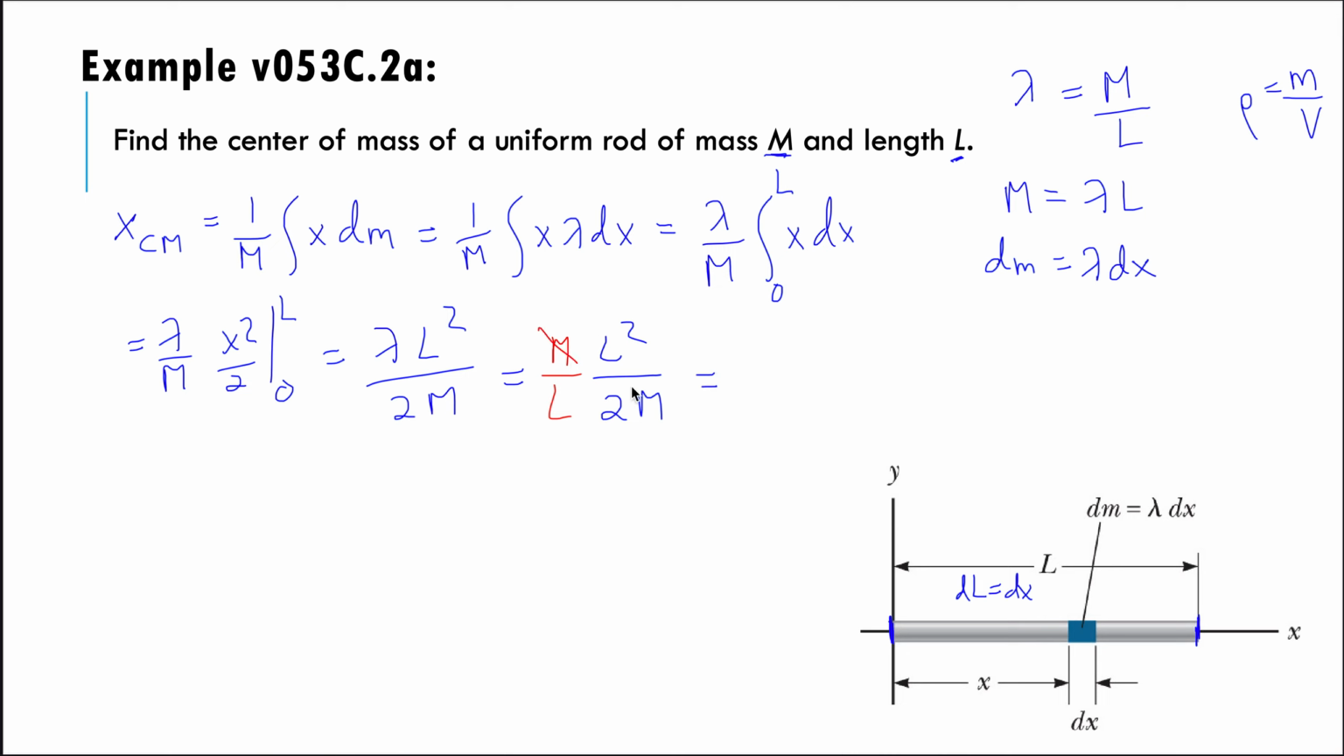The m's are going to cancel out, and one of the L's is going to cancel out, and we're going to get L over 2. This is exactly what we expected. The center of mass of a rod, where the mass is uniformly distributed, is going to be right at its center.